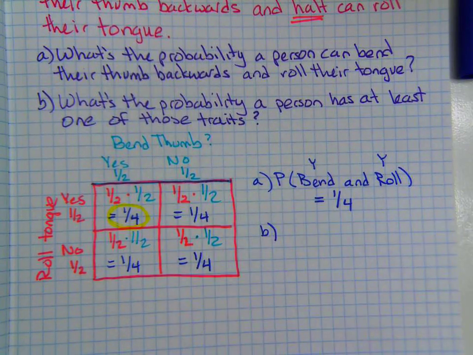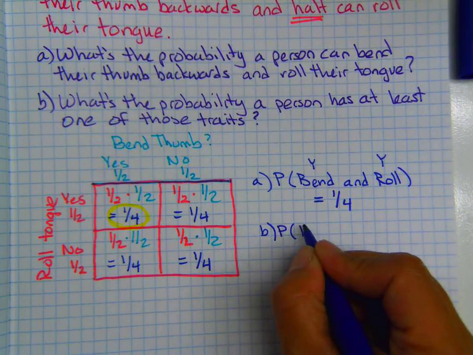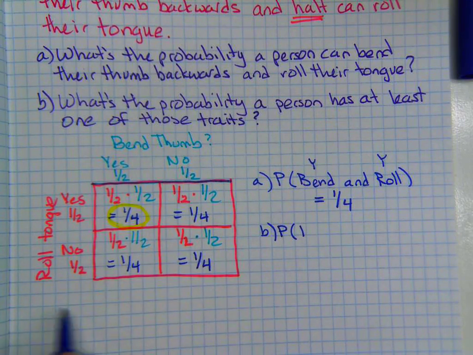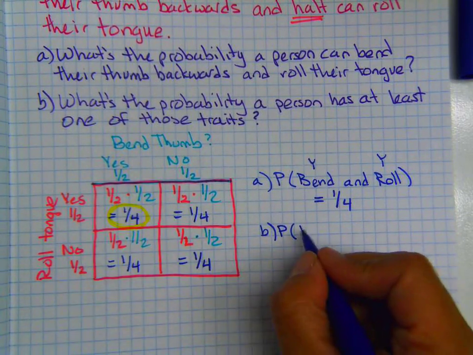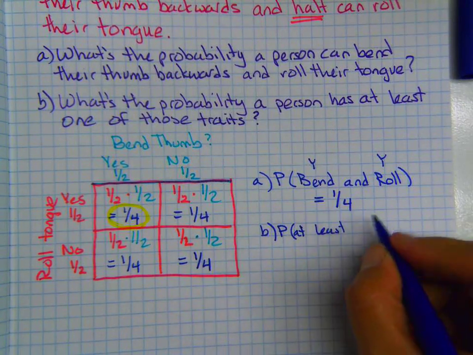What's the probability a person has at least one of those traits? So I'm asking, what's the probability they can bend their thumb or they can roll their tongue? So we're looking for at least one trait.